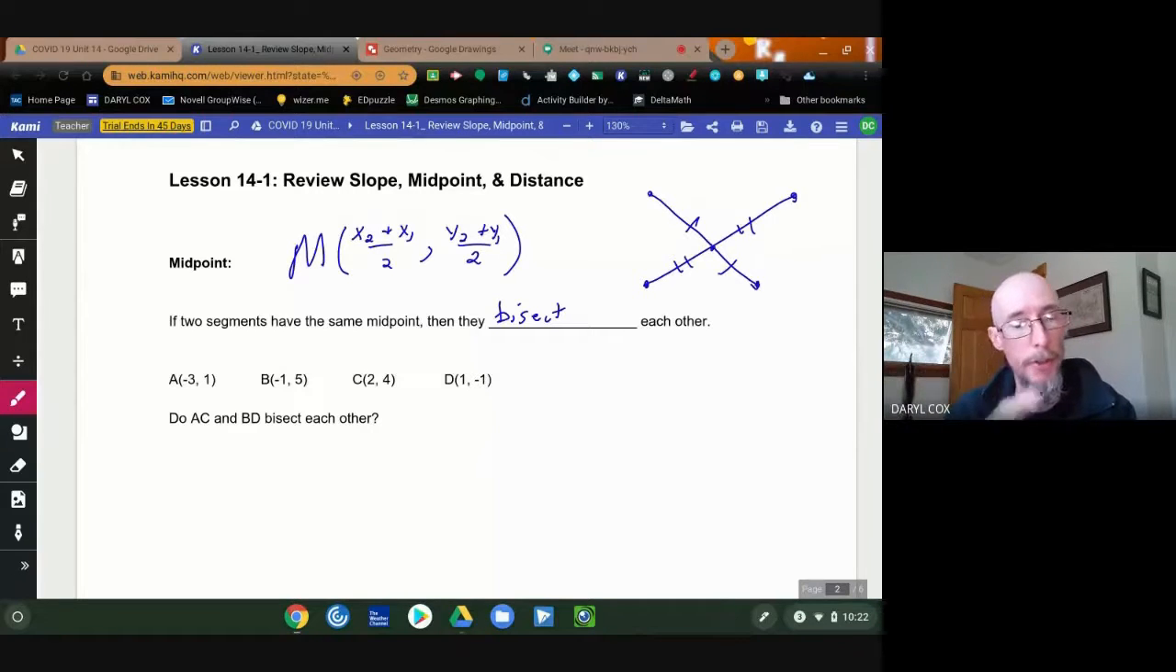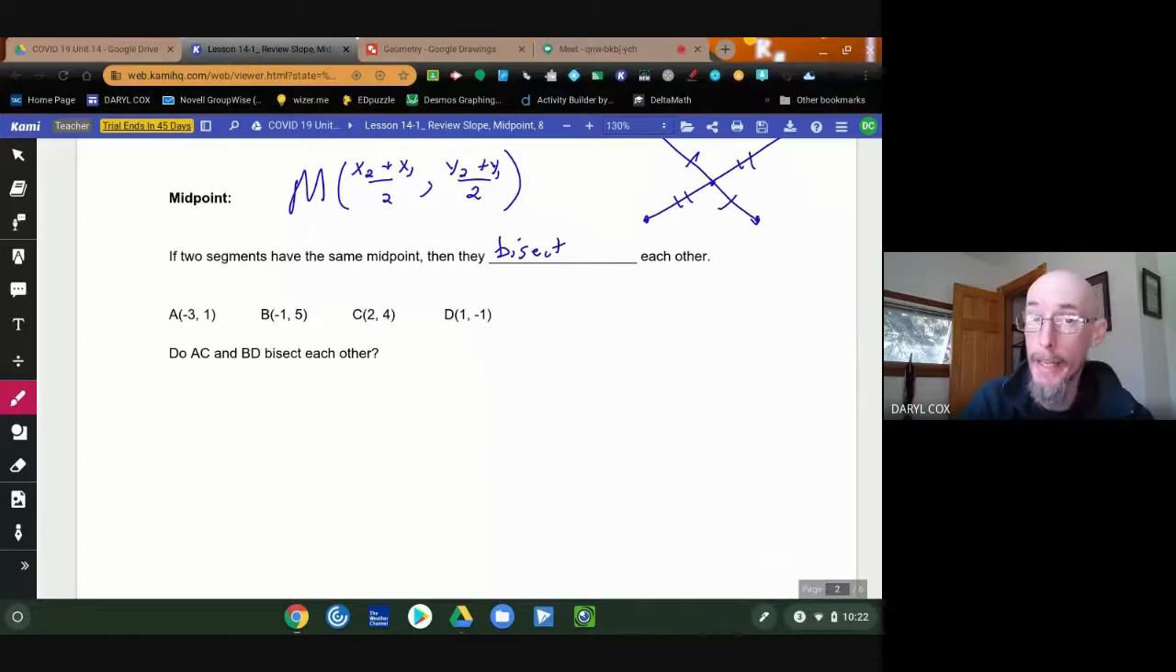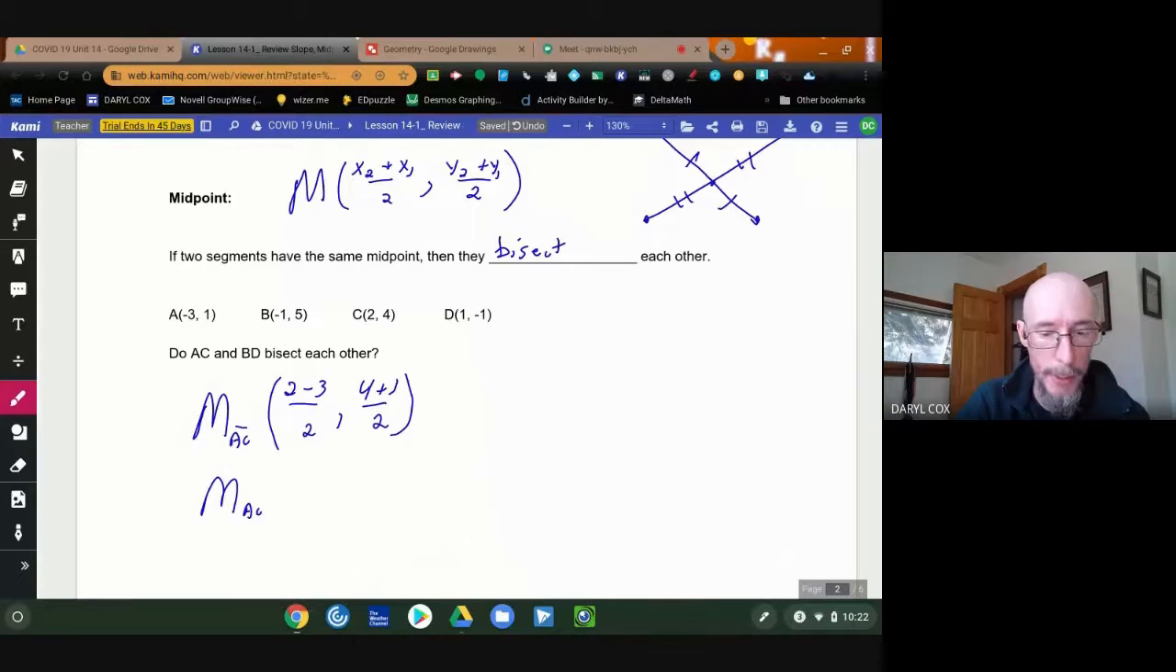So my first question, do AC and BD bisect each other? So let's find the midpoint of AC. I'll call it M for midpoint, and because I don't know if they're the same, I'm going to call it M of AC, okay? So that's the midpoint of AC. My x values, 2 and -3. So 2 plus -3 divided by 2, and 4 plus 1 over 2. Remember, your midpoint is just the average of these. So the midpoint of AC, 2 minus 3 is -1 over 2, and that's 5 over 2.